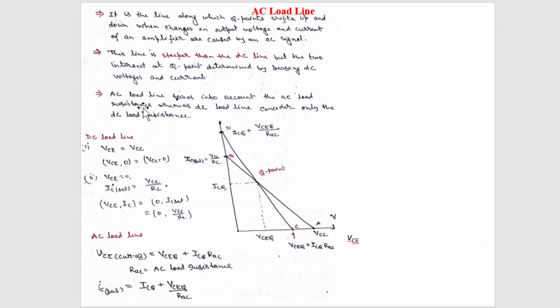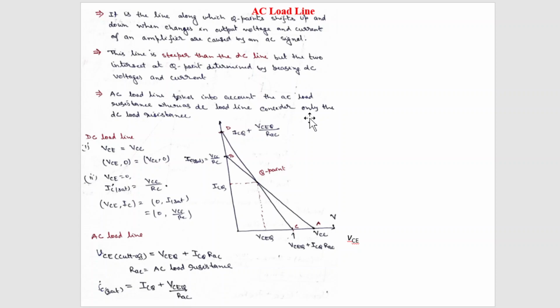Another important point is that the AC load line takes into account the AC load resistance, whereas the DC load line considers only the DC load resistance. So that is another important point to be noted. In case of the AC load line, we have to consider the AC load resistance, but in case of the DC load line, we consider only the DC load resistance. That is the difference.